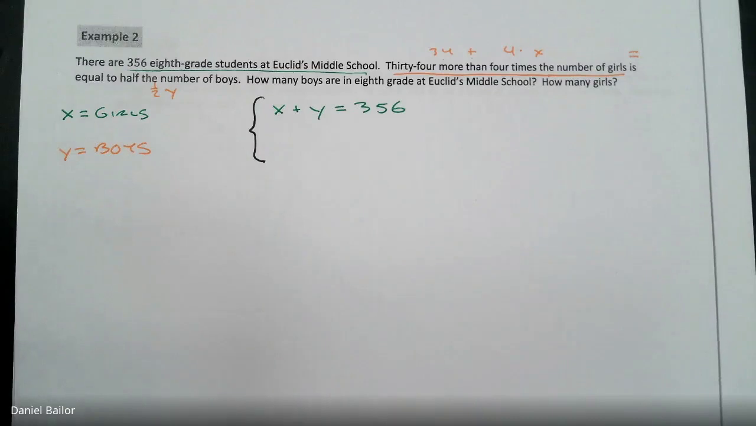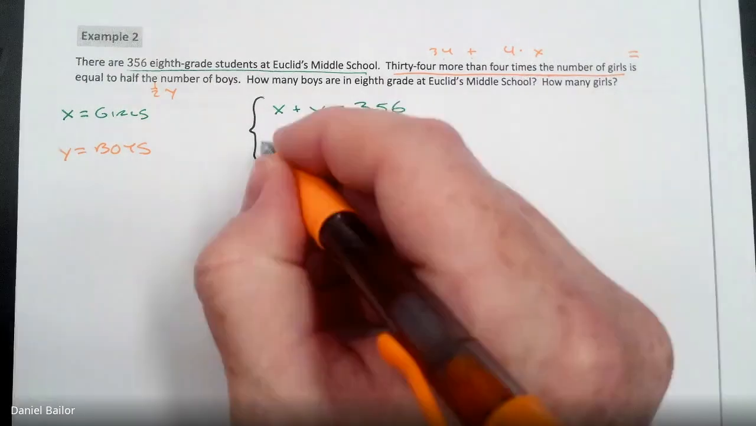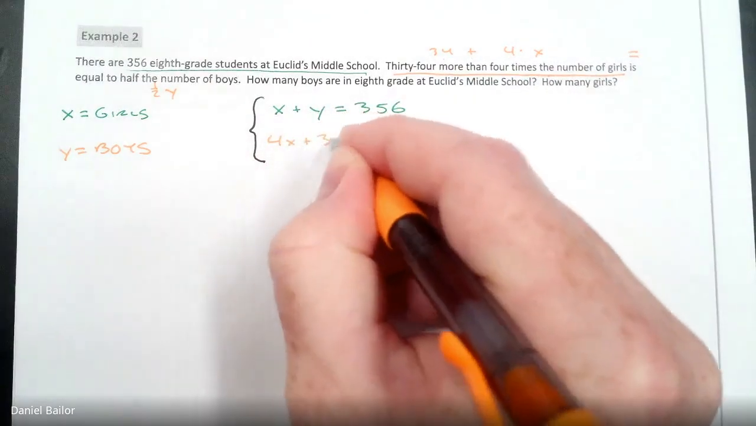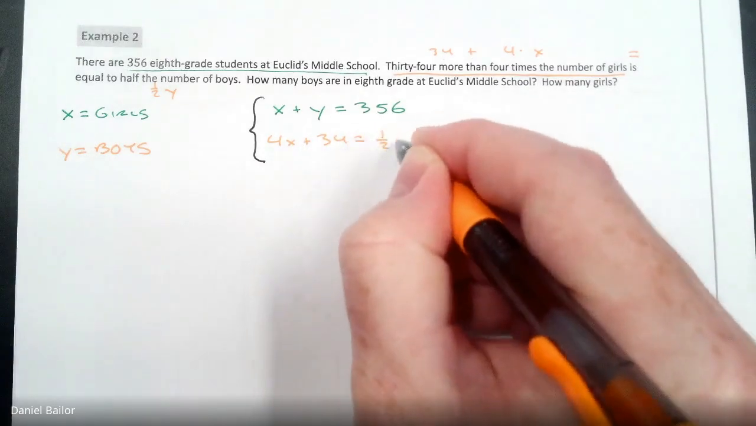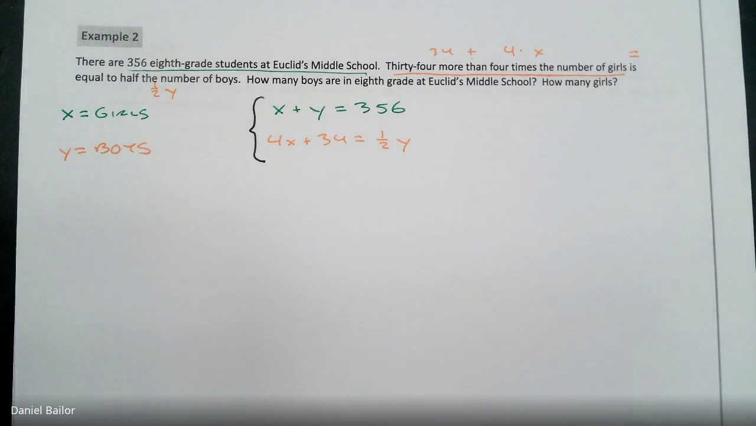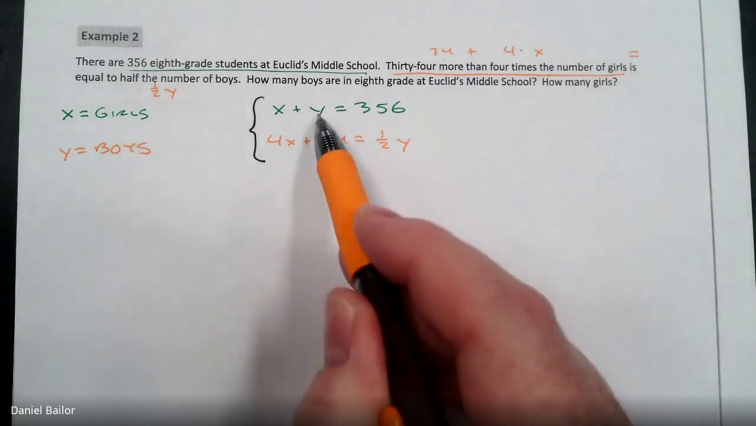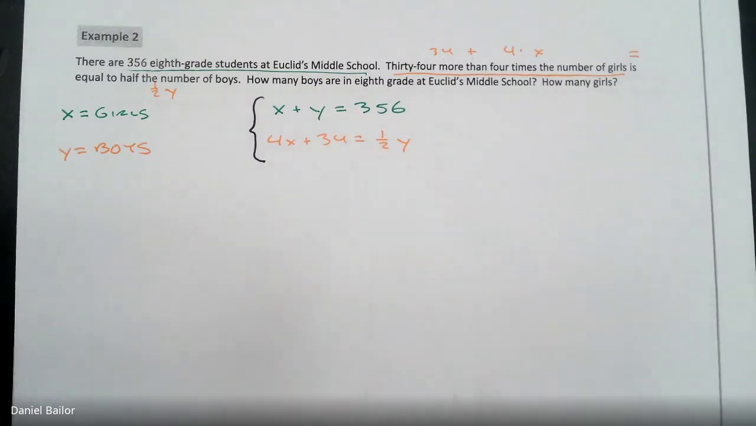You notice how I just took one word at a time and I translated it into math symbols. That's how you translate. It can be complicated, but with practice you can do it. So our next equation is 4x plus 34 equals 1/2 y. Now, you might be saying, okay, which method should I use to solve this? Well, the elimination method does not really look like it's going to work because x and y are on the same side over here, but they're on different sides here. So I'm thinking the substitution method would work well for this.